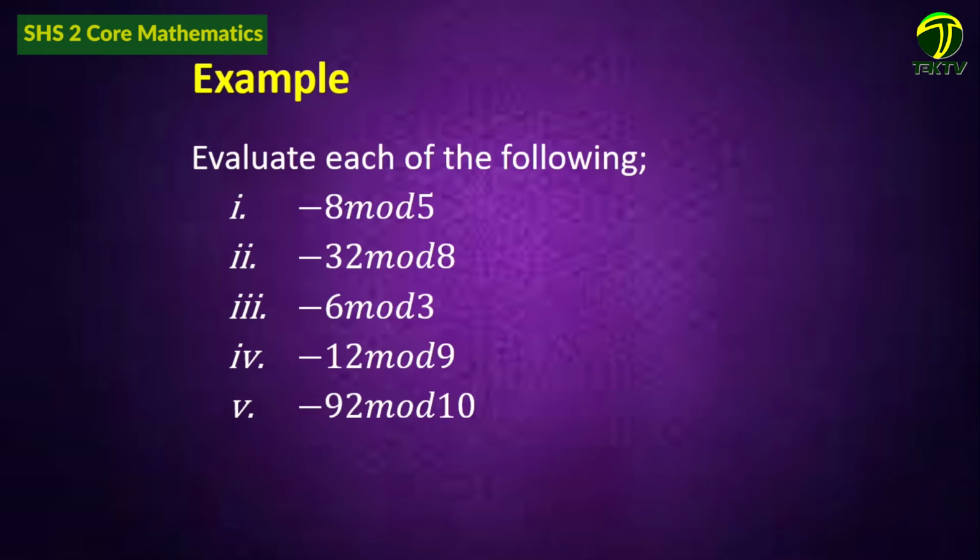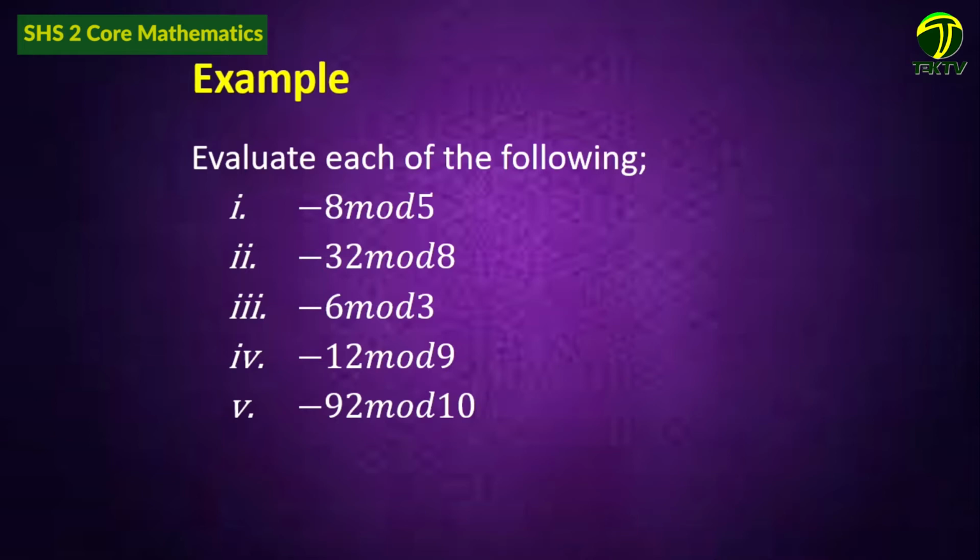Let's look at negative 32 in mod 8. First, neg 32 plus 8 will give us negative 24. It's still a negative number. So we add the 8 to it again. So 8 plus neg 24 also gives us negative 16, which is still a negative, until we get a positive or a zero. And the first positive or zero that we obtain is our answer.